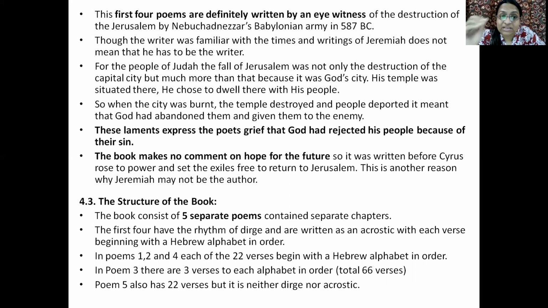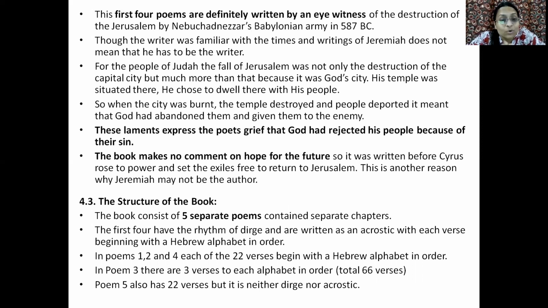It was not only the capital city being destroyed, but the presence of God moving away from that place, because the city belonged to God. So when the city was burnt down, the temple was destroyed, and the people deported, it meant that God had abandoned them into the hands of their enemy. So they felt that because of their sin and because of the things that they had committed, God had actually abandoned them and given them into the hands of the enemies to do whatever they wanted with the people of Israel or Judah. So these laments express the poet's grief that God had rejected his people because of their sin. Okay, because of their sin, God has rejected the people.